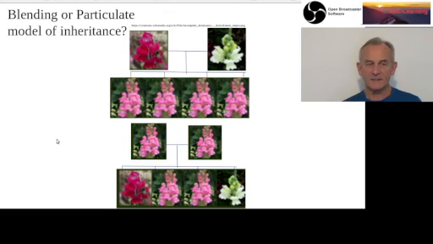And then this is another example, with similar discussions. I would tend to let the students see both of them and give them some time to develop, now do we have different evidence that supports blending or particulate model of inheritance?